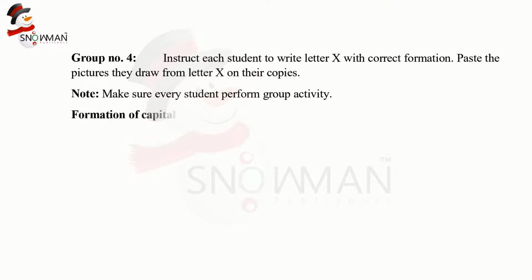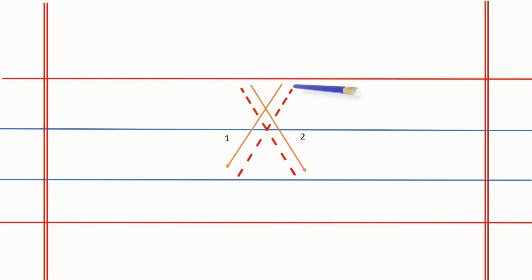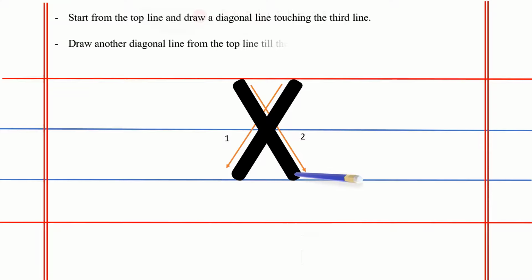Formation of capital and small letters X activity. Draw 4 lines on the writing board. Write capital letter X on the first 3 lines and give instructions. Start from the top line and draw a diagonal line touching the 3rd line. Draw another diagonal line from the top line till the 3rd line crossing the first line.